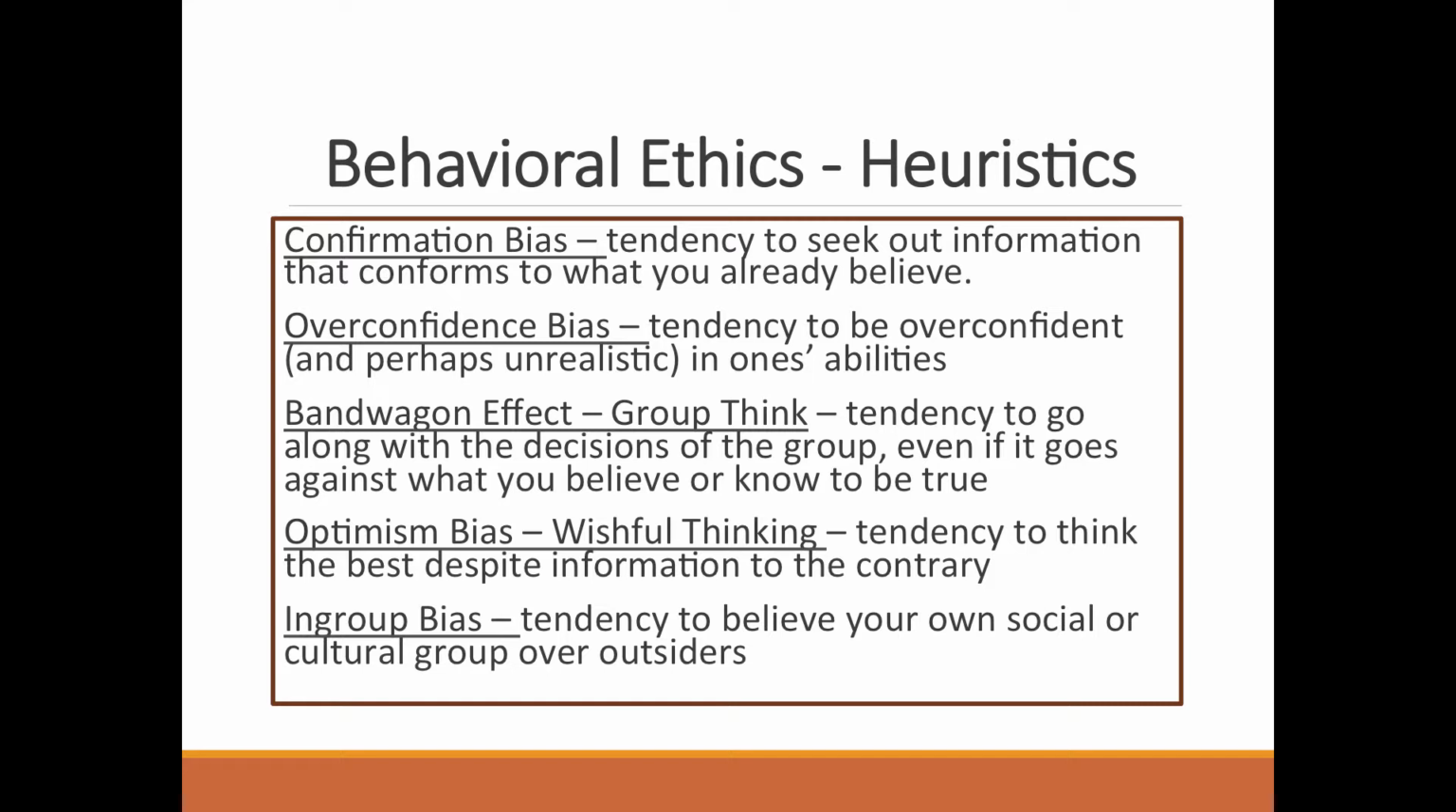The second bias listed, overconfidence bias, is this tendency to be overconfident and perhaps unrealistic in one's own abilities. So we have a tendency to think we're better at something than we actually are. Maybe you think this is a good thing, but can you see how this might be a challenge to ethical decision making?